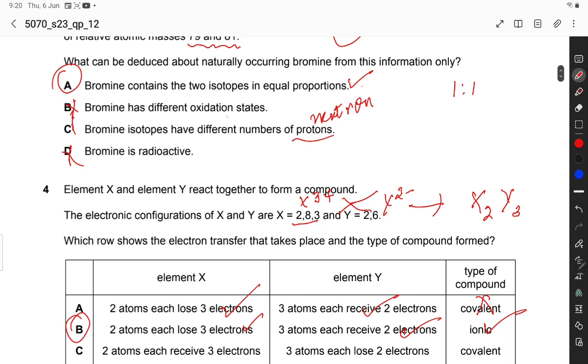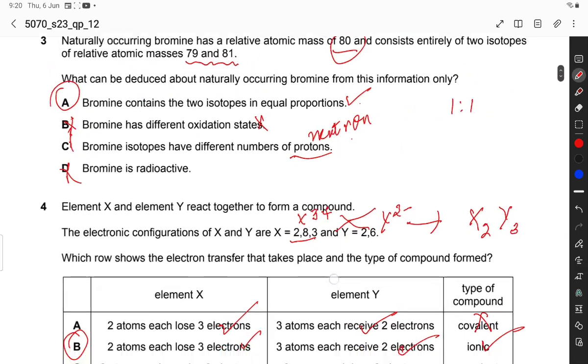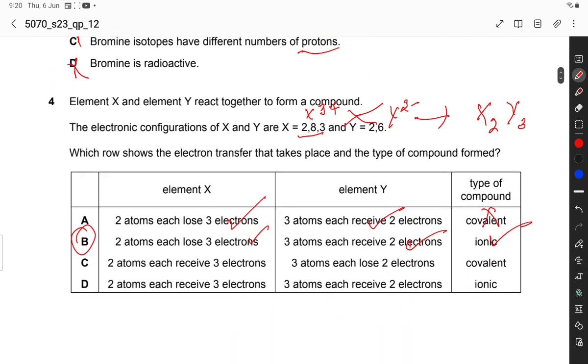Bromine has different oxidation states. No, this is incorrect. Bromine isotopes have a different number of neutrons, not protons, so that's why it is incorrect. Bromine is radioactive. Bromine is not radioactive. Isotopes can be radioactive, but bromine is not radioactive.